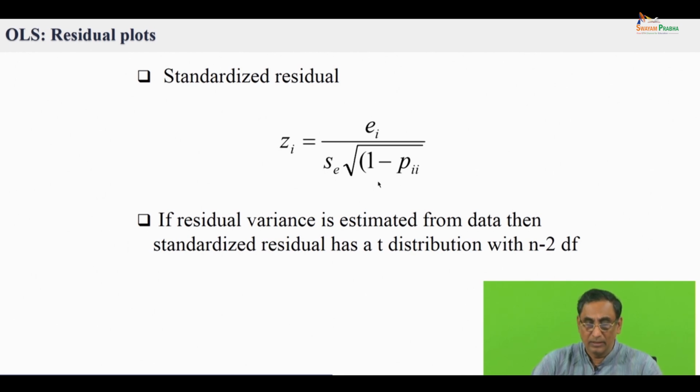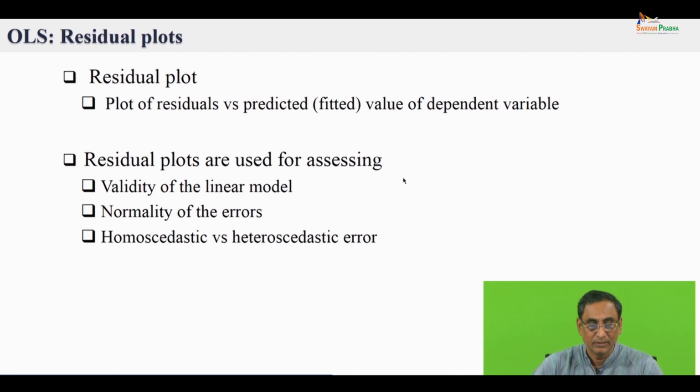Now you can also show that this particular quantity, the standardized residual, will have a t distribution with n minus 2 degrees of freedom. These statistical properties allow you to perform tests on the residuals, which is what we use to identify outliers and also to test whether the variances in the different measurements are identical or not. Okay. So we will plot the residual, what we call residual plots.